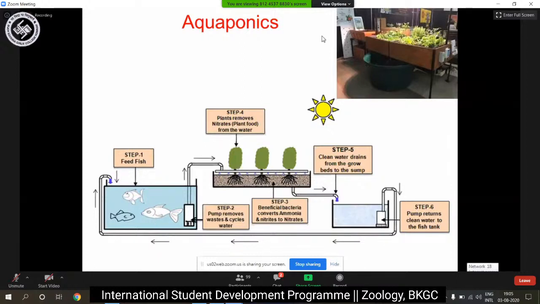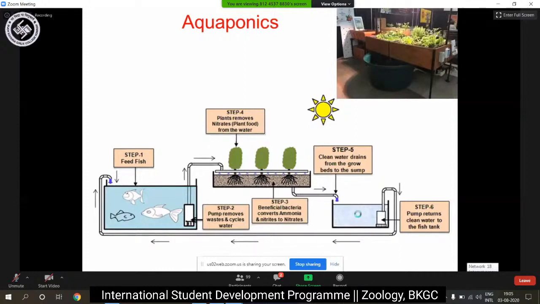This particular figure is definitely not from my lab, but from some other lab where they have set up a very beautiful aquaponics culture of plants along with certain ornamental fishes. So not necessarily all of this has to be done with large-scale food fishes. You can go for small-scale ornamental fish culture as well, with aquaponics or a biofloc culture system.